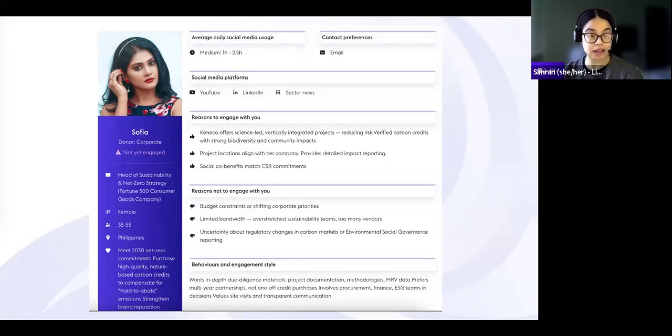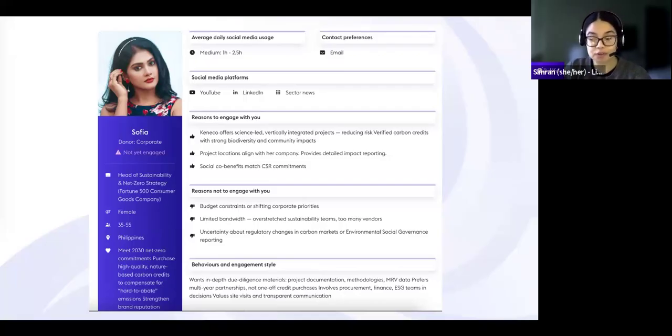They also want detailed impact data. Bearing that in mind, we're focusing our content on clear reporting and confidence that the projects are managed well from end to end. That's what we'll be sharing information on, maybe on LinkedIn. And a partner like Kenico appeals to them because it reduces risk, offers strong science and monitoring, and also delivers real social and environmental co-benefits.